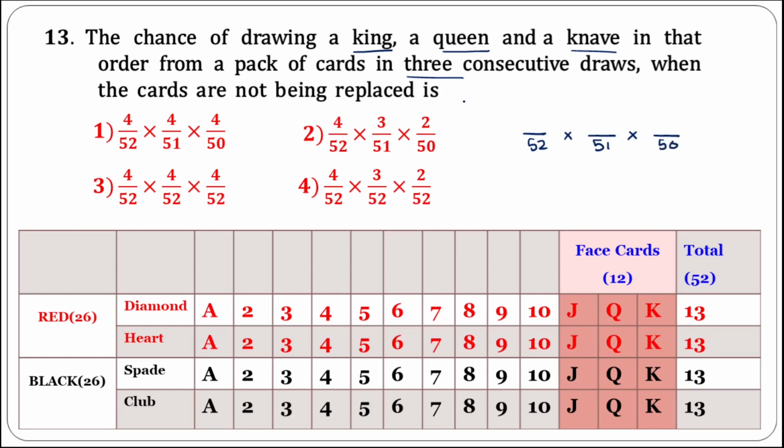Now initially you have to get a king. How many kings do you have? 4. Now if you draw one king, does that affect the number of queens? No, because you have drawn one king. Now how many queens do you have? 4 queens. Now when you have drawn king and queen, how many knaves do you have? You have 4 knaves, right? So what's the answer? Which option? Option 1, right? Now let's see the next question.